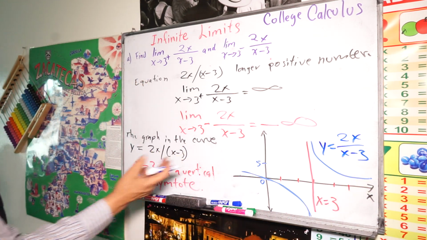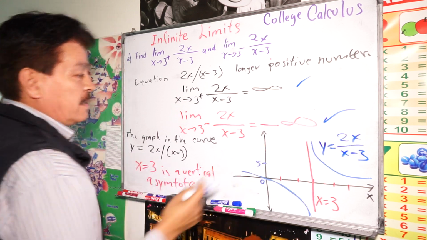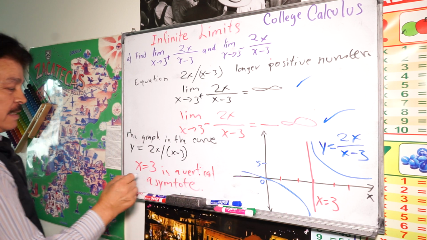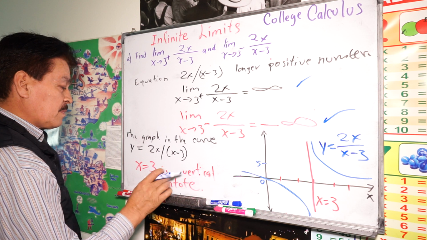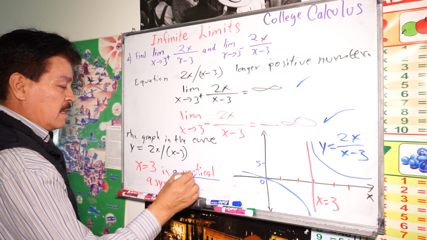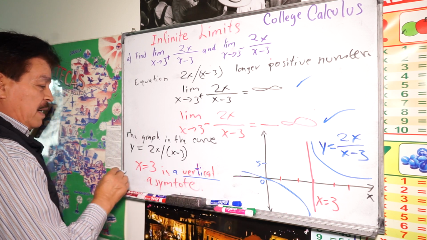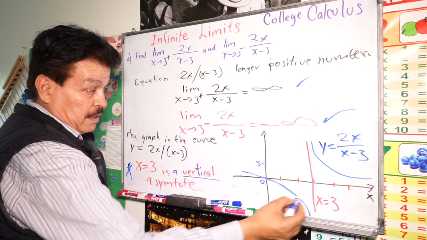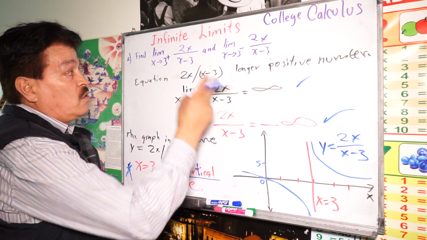So this is our solution. Okay, this is positive, and here it is negative. So right there, this is the vertical asymptote. Okay, very important. Okay, that's our graph right here. So very simple, but this is true. This is the way to find the answer.